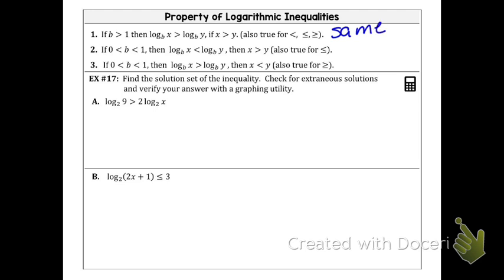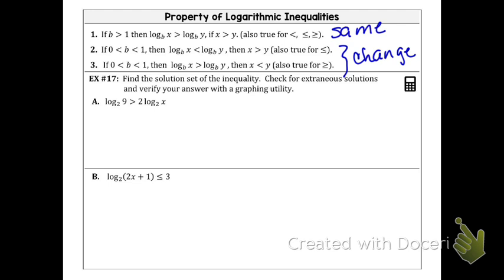All right, number 2 says if my base is between 0 and 1, then if log base b of x is less than log base b of y, then x has to be greater than y, and that's also true for less than or equal to. And if my base is between 0 and 1, then if log base b of x is greater than log base b of y, then x is less than y, also true for greater than or equal to. All right, so what we're seeing here is that they're going to change. So it's the same rules. If the base is greater than 1, my inequality sign will stay the same. If my base is between 0 and 1, then we're going to switch the inequality sign.